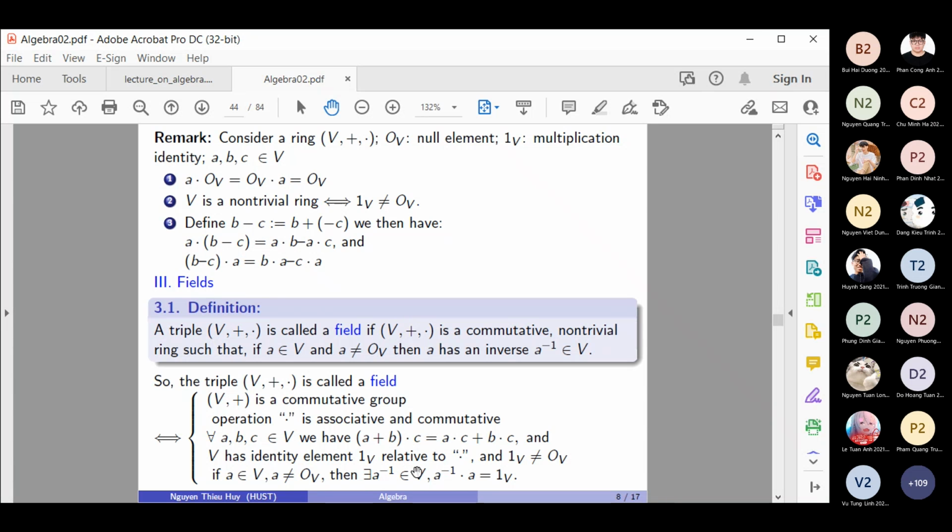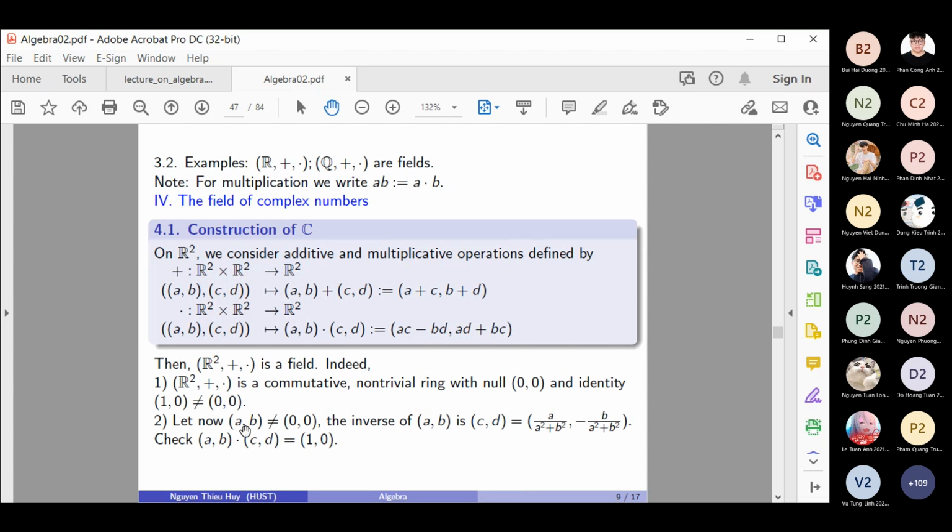It's long, but it's easy. I don't check it, but I will take the last one. If (a,b) is not the neutral element, then there exists an inverse of (a,b). So (a,b) has an inverse. In this case, (a,b) is not (0,0), then actually you can choose (c,d) in such a way that when you multiply (a,b) with (c,d), you obtain (1,0).